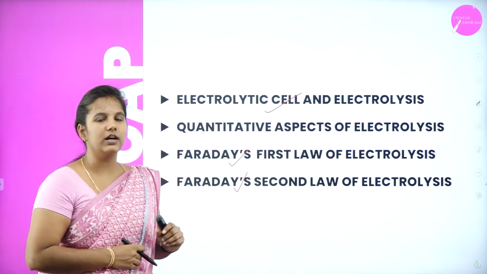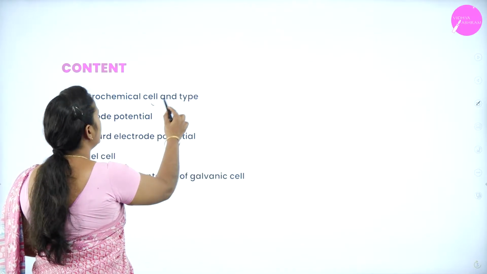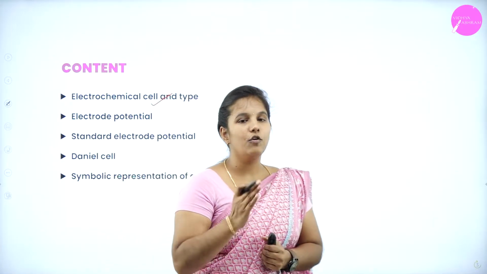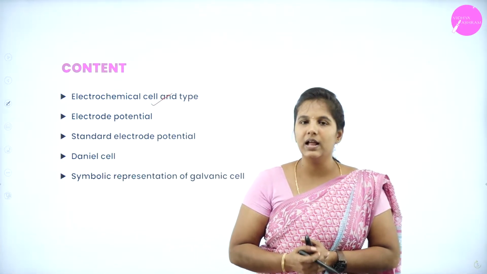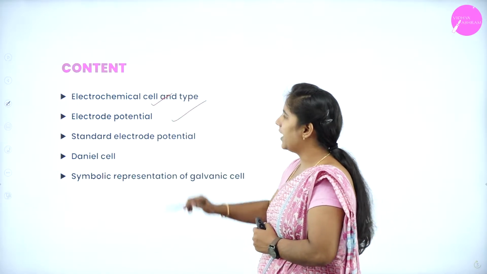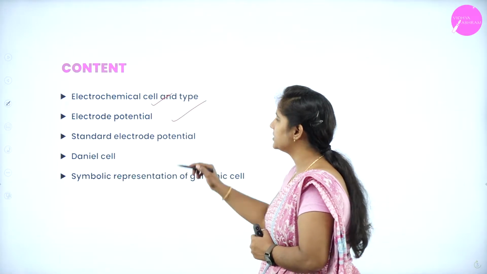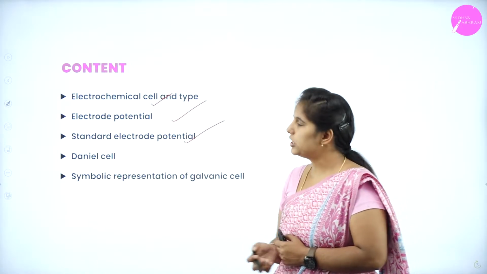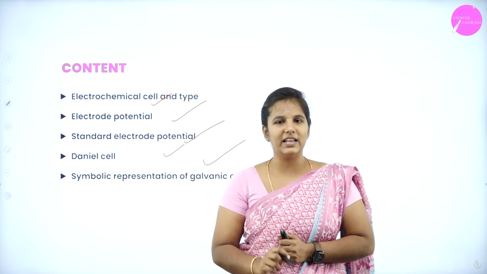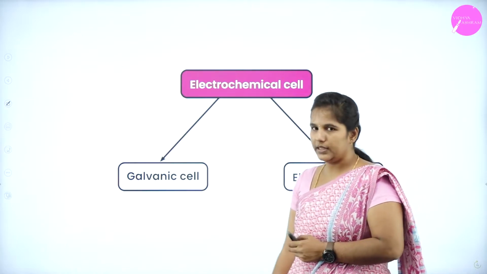Today, let us move on to the next topic of this unit, that is electrochemical cell and its types. So, today we are going to understand what an electrochemical cell actually is and how cells are classified. In addition to this, we are also going to understand the electrode potential, the standard electrode potential, the Daniell cell and the symbolic representation of the Daniell cell. First, I will directly move to the electrochemical cell.